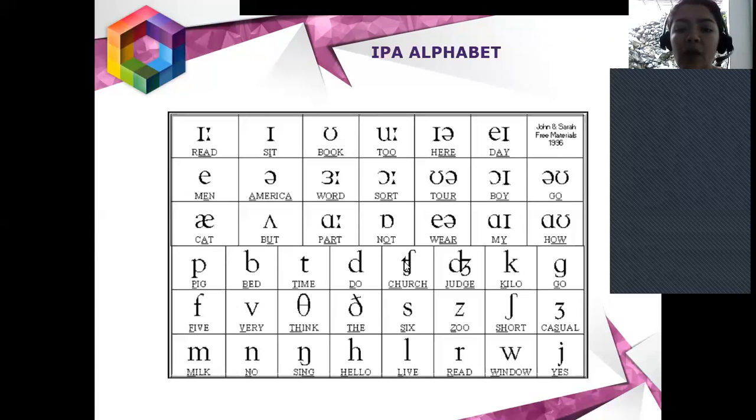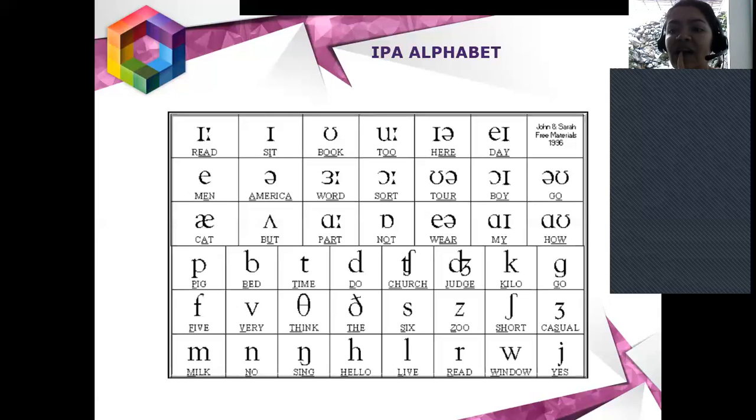We have ch, ch, ch, ch. Okay, it's for church. Church. This is a church, but it's explosive. Okay. Then we have judge. We have k, this is in our neck, right here in the glottis. We have go, go. This is a voiced sound as well. Go.